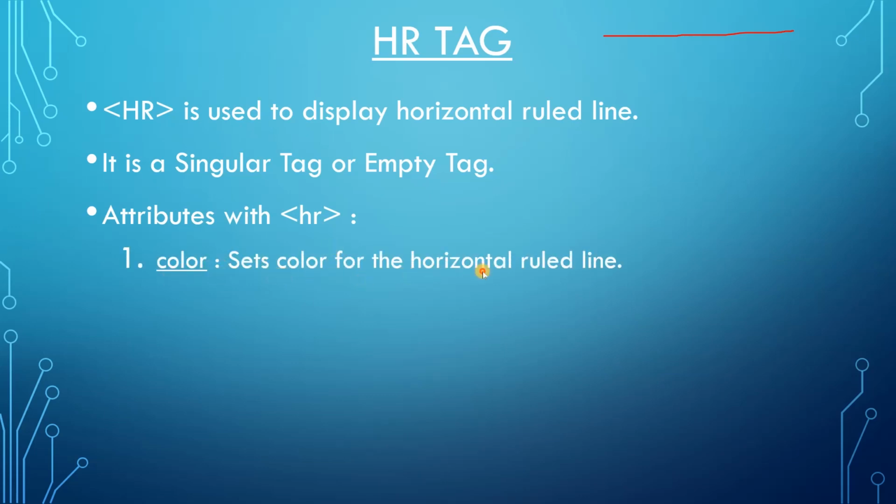It sets color for the horizontal ruled line. See, the spelling of color is COLOR. Don't write U. U is not written. If you write U, the output will not come. Okay. So color, what is the use of this color attribute?